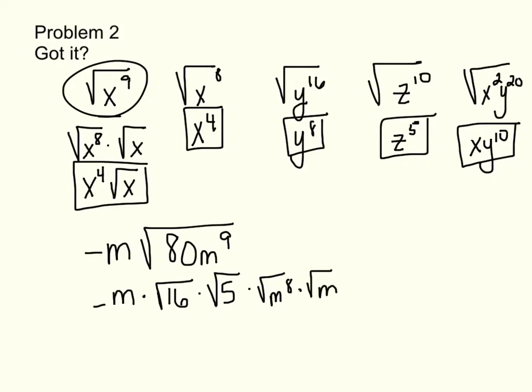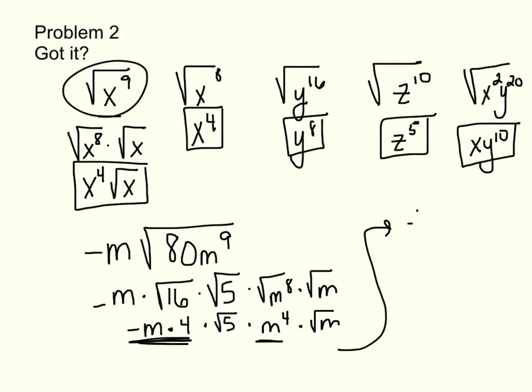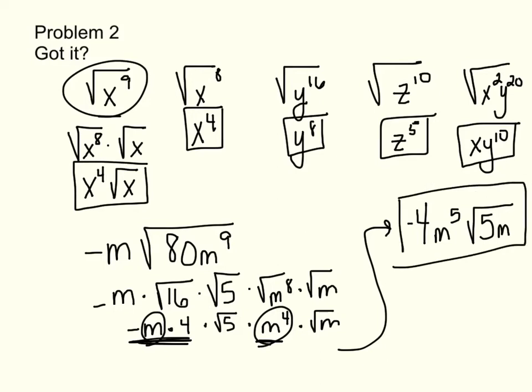So that would give me negative m times 4 times the square root of 5, which I cannot do, times m to the 4th times the square root of m. And now we got to put them together. All these right here have to go on the outside. So negative times 4 will give me negative 4. M to the 4th times m will give me m to the 5th. Add the powers. And then underneath the square root, we get the square root of 5m. So my answer would be negative 4m to the 5th times the square root of 5m.